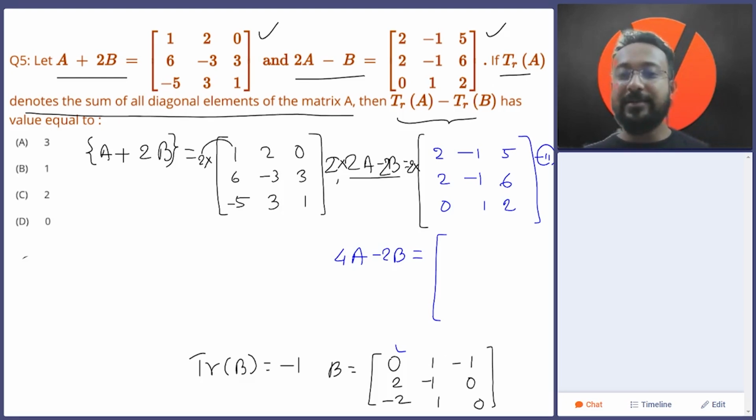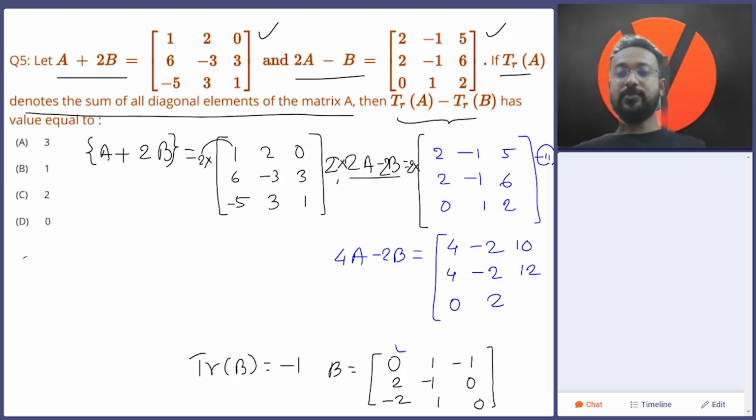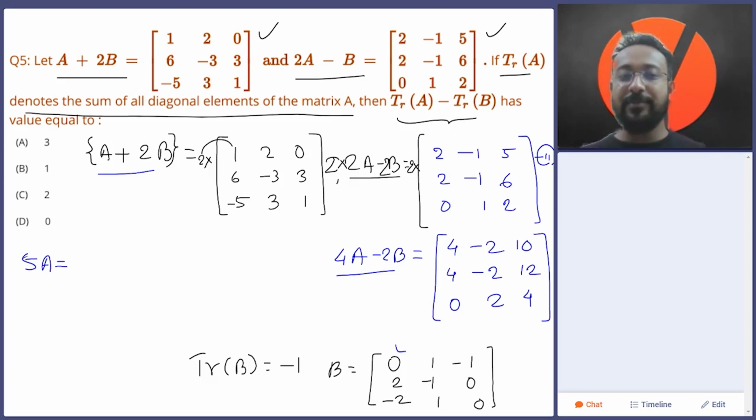So again, if I multiply by 2, it will be 4 minus 2, 10. 2 2s are 4, minus 2, 6 2s are 12. 2 2s are 4. Correct now? Yes. 4 minus 2, 12, then 0, then 2, then 4. Okay, we have multiplied equation 1 by 2. But this time we have A plus 2B and 4A minus 2B. So if I want to eliminate 2B, obviously, sir, I have to add both of them.